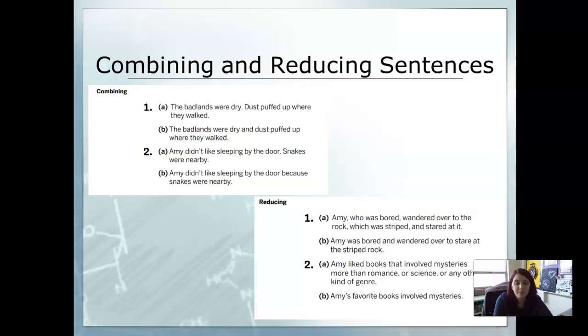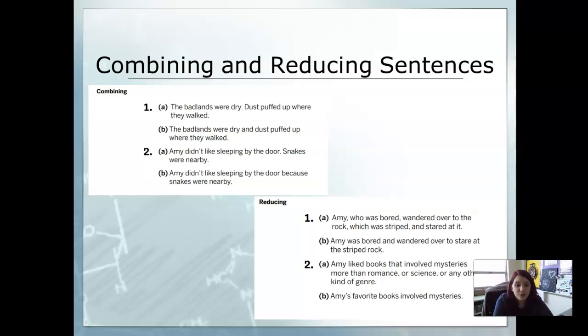So let's do an example. The Badlands were dry. Dust puffed up where they walked. In order to combine them, we would say, the Badlands were dry and dust puffed up where they walked. We were able to take away the period and add an "and." Amy didn't like sleeping by the door. Snakes were nearby. Amy didn't like sleeping by the door because snakes were nearby. So now we've combined that sentence, adding the "because." So we're adding that transitional word.